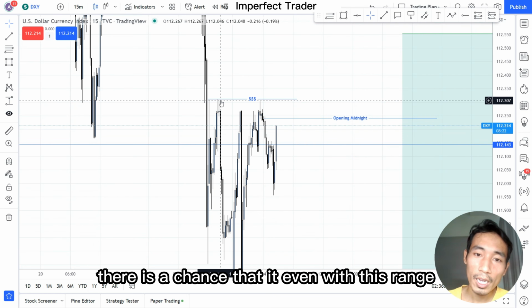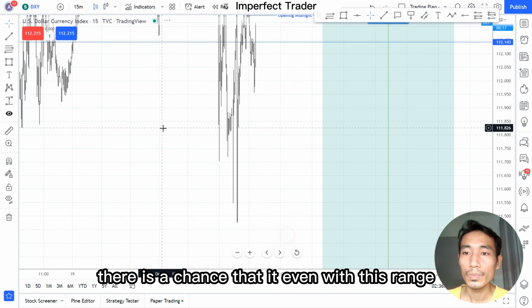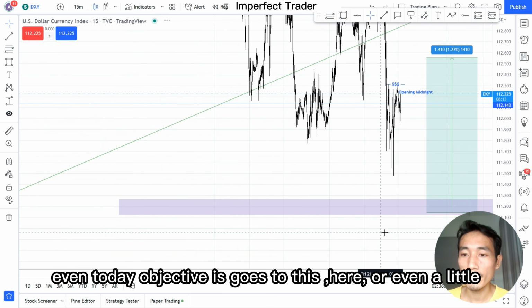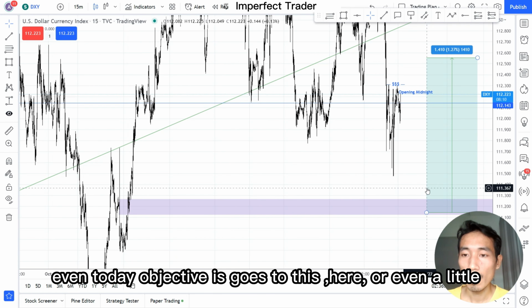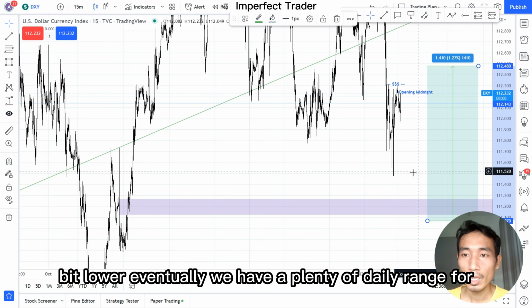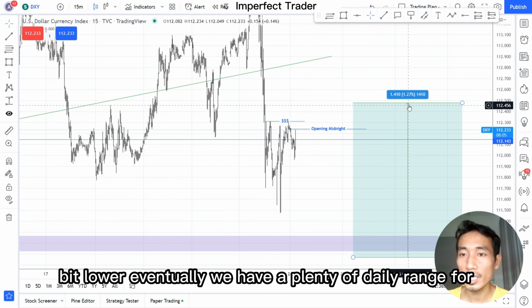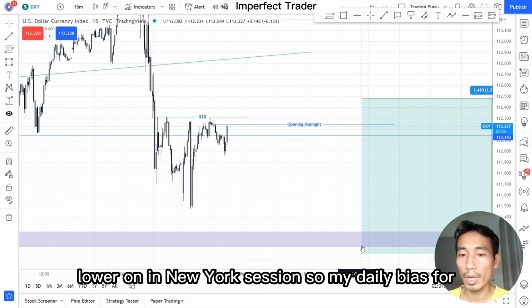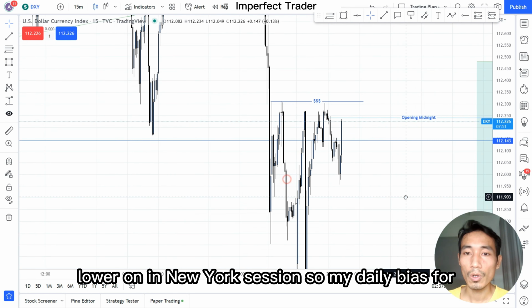So I'm thinking that there is a chance that even with this trend, even if today's objective is to go to here or even a little bit lower, eventually we have plenty of daily range for price to actually go short here, short up here, and then go lower in the New York session.